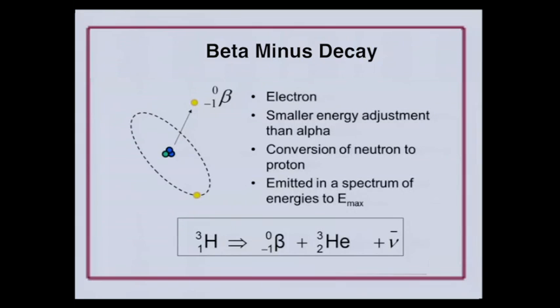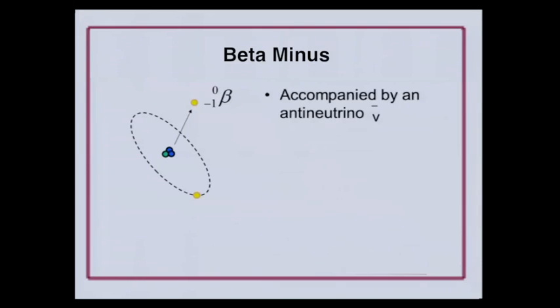That is the balance that must be maintained between mass and energy between the left side parent and the right side daughter. That is Emax, antineutrino. Other things to observe there, as we've just said, it is always accompanied by an antineutrino.